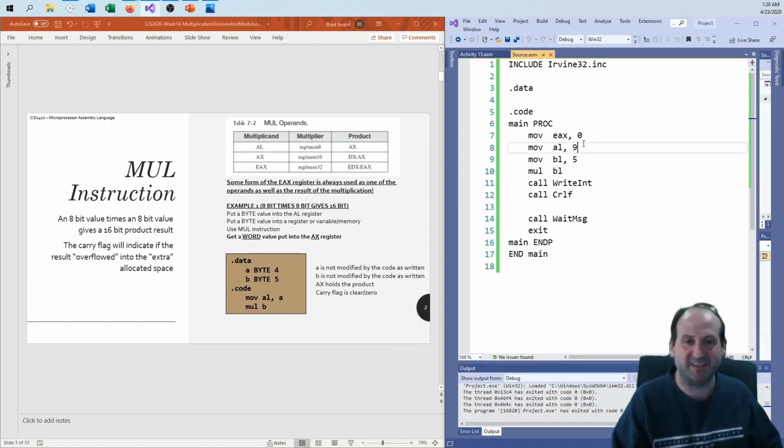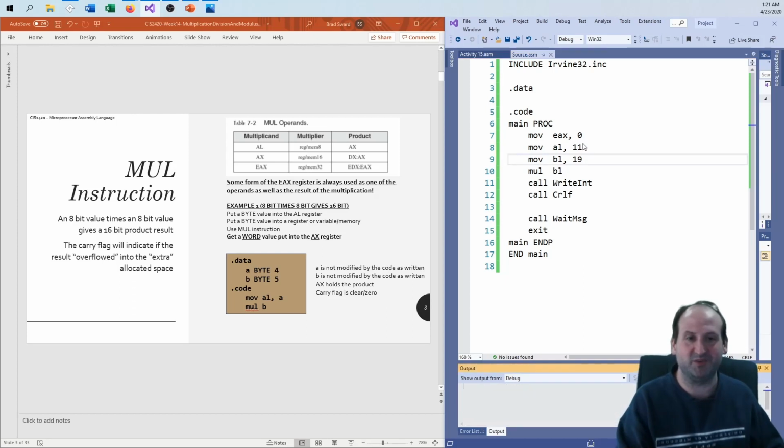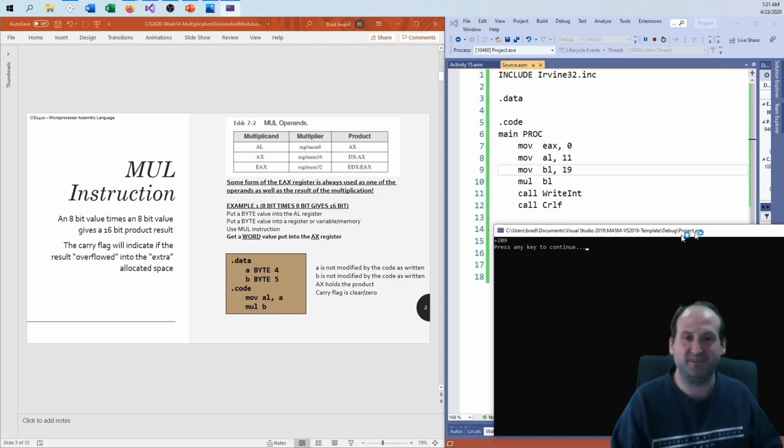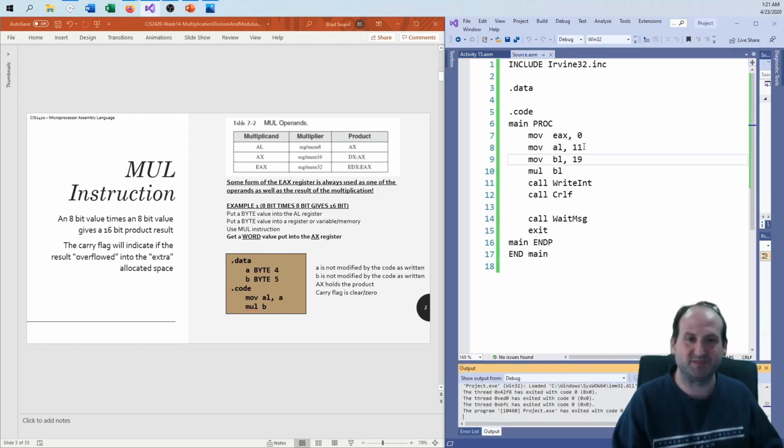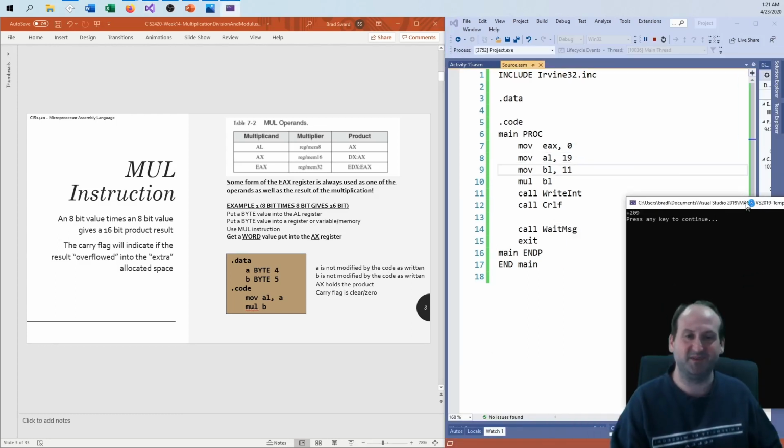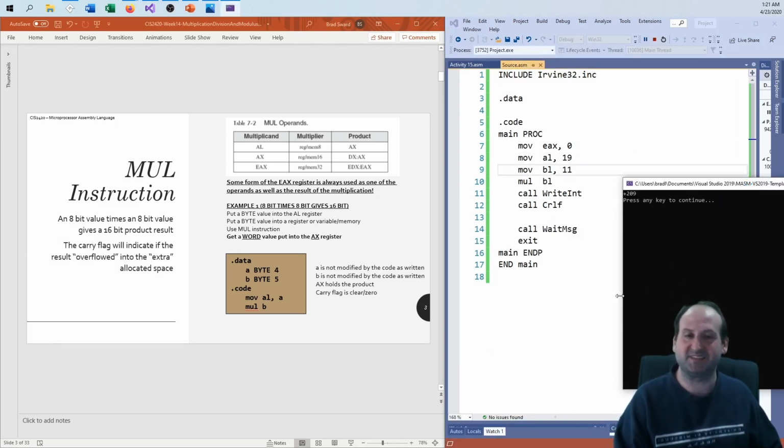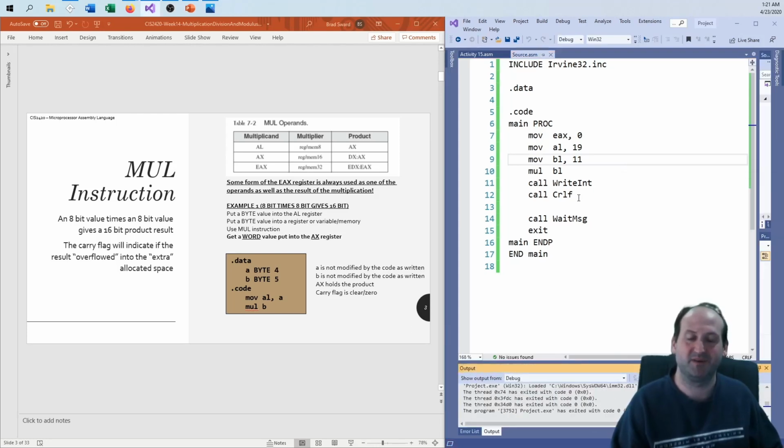And if you don't like it, you could try again, put an 11 in, put like a 19, and I should get 209. And I do. And so the same thing, if I flip them around, I should get 209, and I do. So I'm fairly confident that that's how you would work with an 8-bit number times an 8-bit number to get me to a 16. So AL times some 8-bit register, and the entire AX register gets filled in.